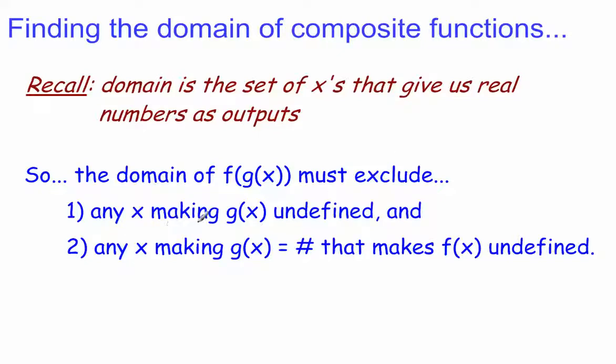We're going to first eliminate any x that makes g of x undefined, because that's the first thing x is going to go into in f of g of x. And then we're going to eliminate any x that makes g of x a number that makes f of x undefined. That's the step that kind of trips people up, but I'm going to show you a way to think about it that's a little bit easier.